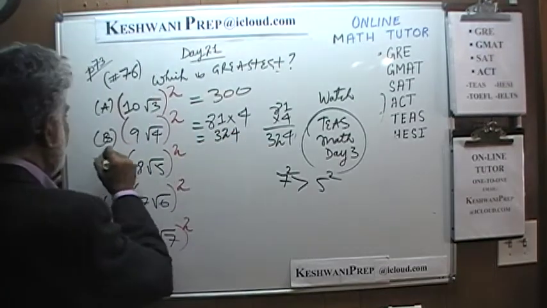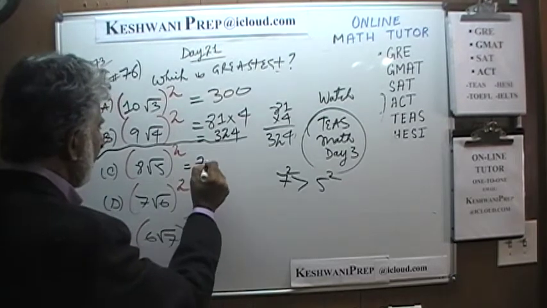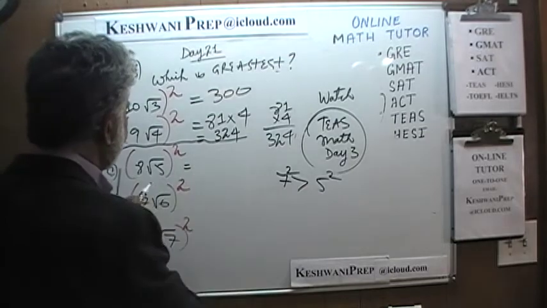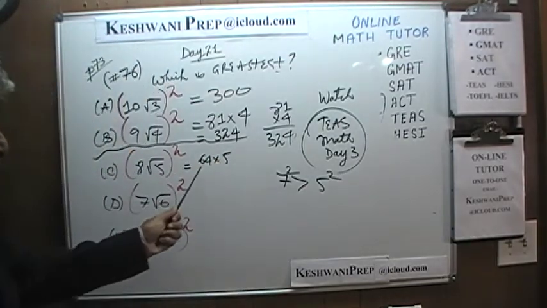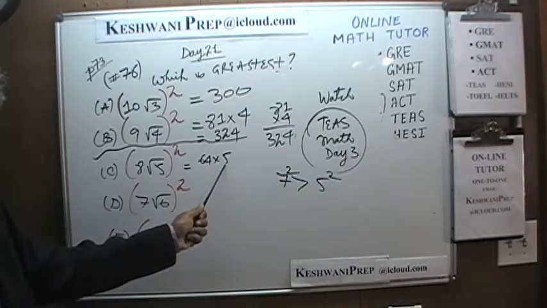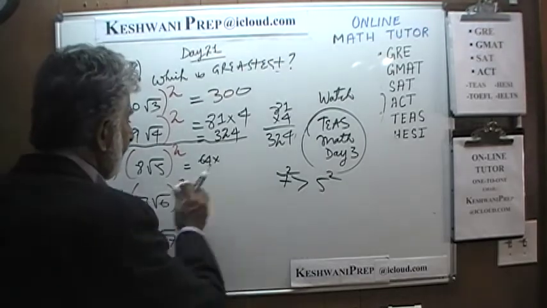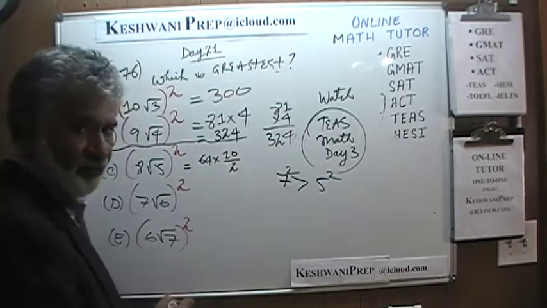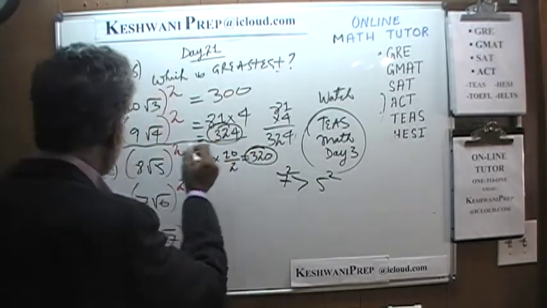324. Remember it. This is 324. This is going to be 8. Or rather, 64. 64 times 5. Okay, very quickly. 64 times 10, listen carefully, 64 times 10 is 640, that we do know. If 64 times 10 is 640, then 64 times 5 must be 320. This is 320, this is 324, C is gone.